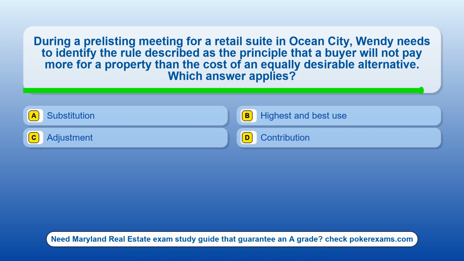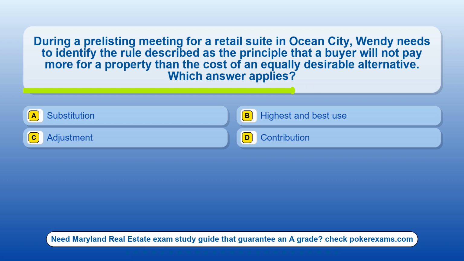Question 9. During a pre-listing meeting for a retail suite in Ocean City, Wendy needs to identify the rule described as the principle that a buyer will not pay more for a property than the cost of an equally desirable alternative. Which answer applies? Option A, substitution. Option B, highest and best use. Option C, adjustment. Option D, contribution.